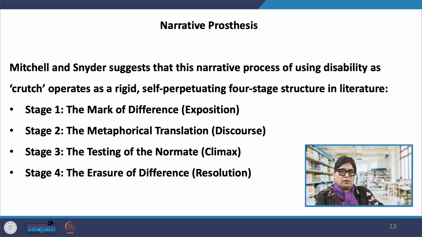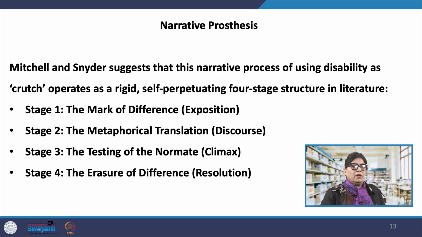Instead, the disabled body is translated into a profound social metaphor or an intense site of aesthetic nervousness, acting as a moral mirror for the characters around it. Stage 3, the testing of the normate, climax. The disabled character is brought to the center of the text to serve as a crucial testing ground or a structural catalyst for the moral, emotional, or spiritual development of the able-bodied protagonist.